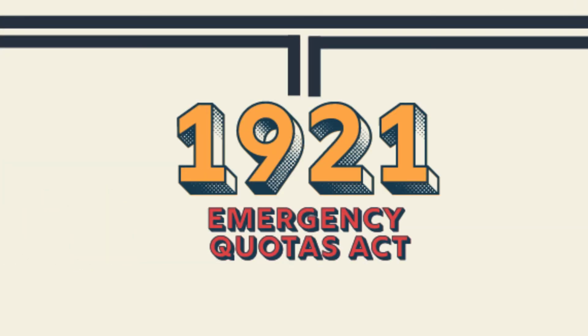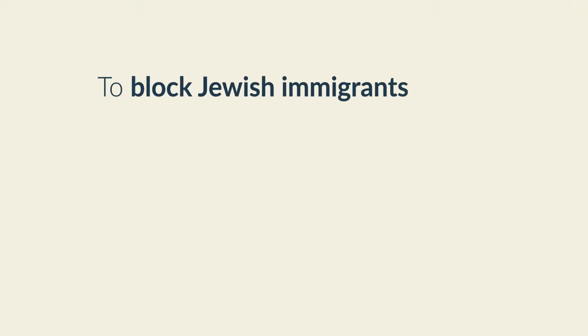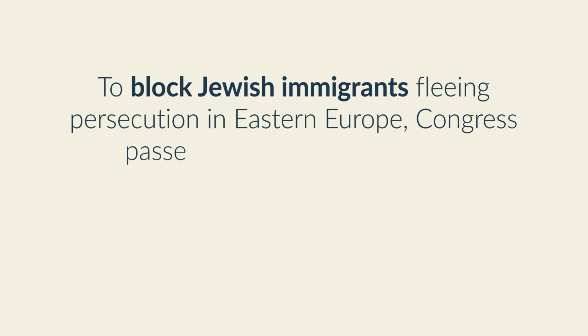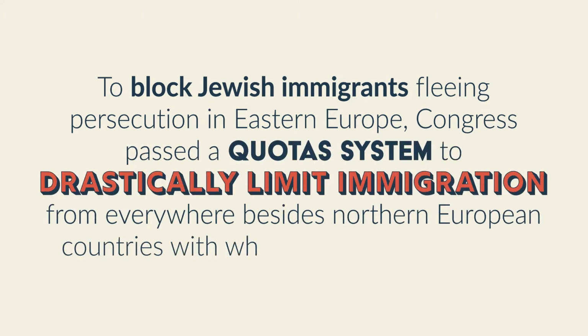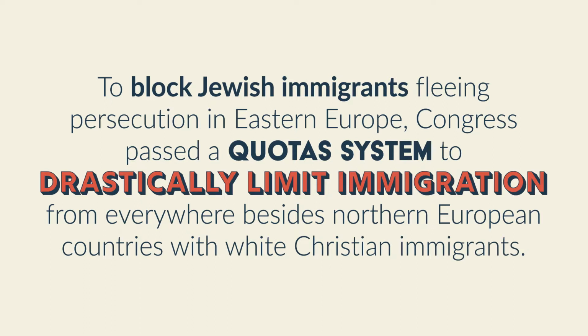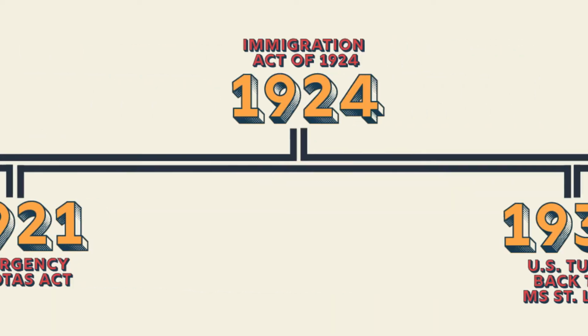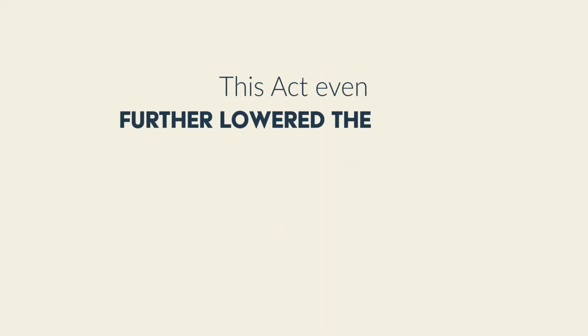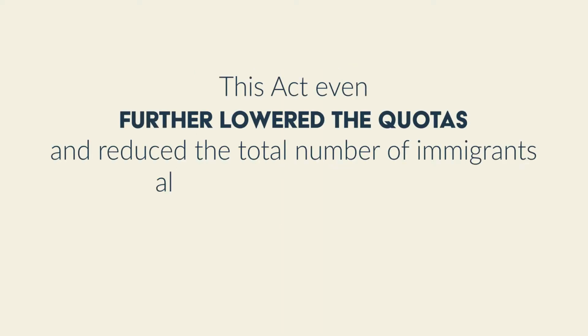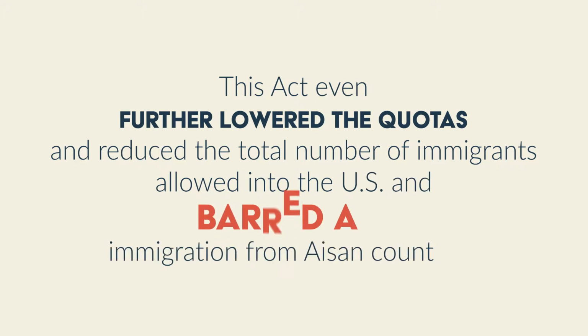1921, Emergency Quotas Act. To block Jewish immigrants fleeing persecution in Eastern Europe, Congress passed a quota system to dramatically limit immigration from anywhere besides Northern European countries with white Christian immigrants. 1924, Immigration Act of 1924. This act further lowered the quotas and reduced the total number of immigrants allowed into the U.S. and barred all immigration from Asian countries.